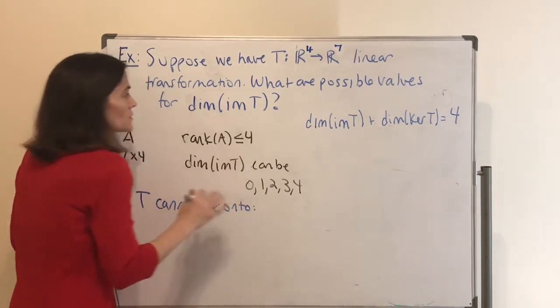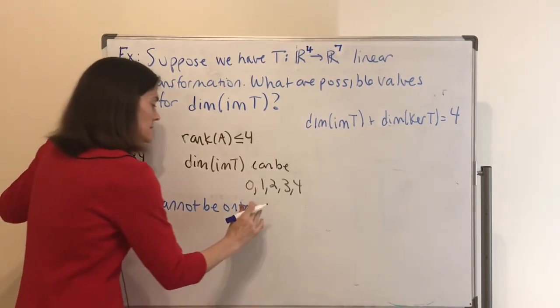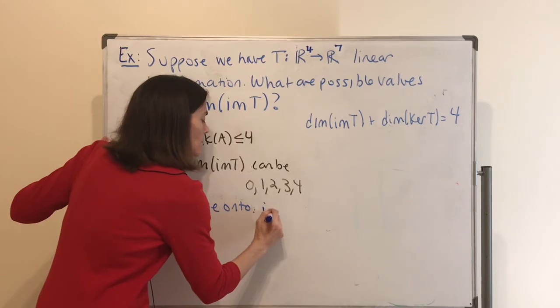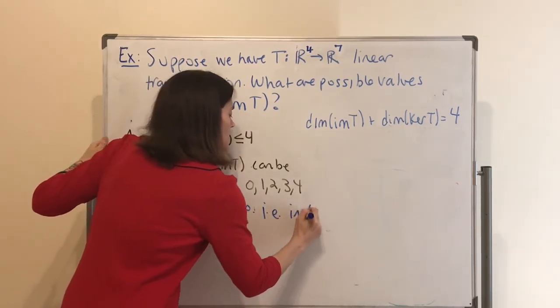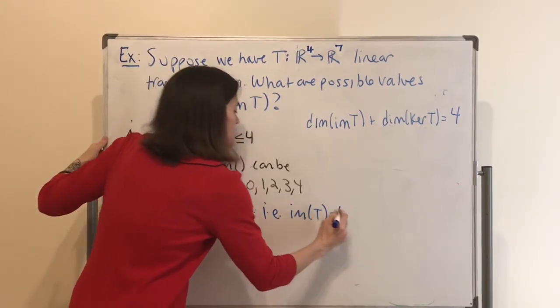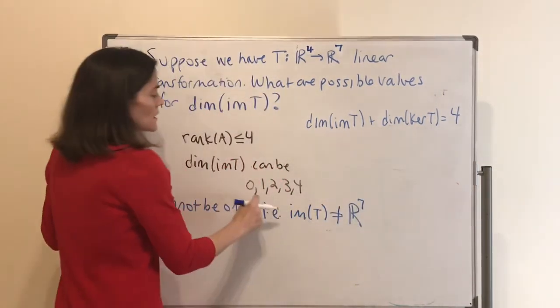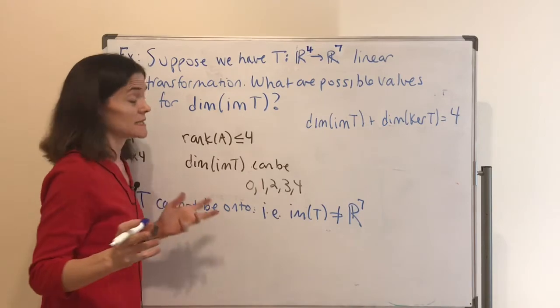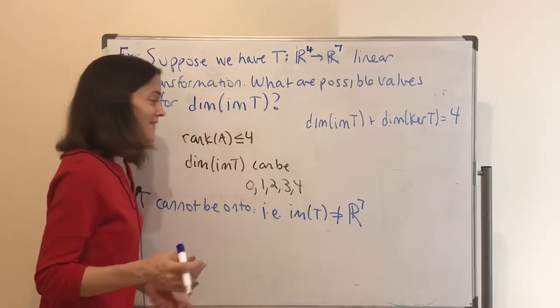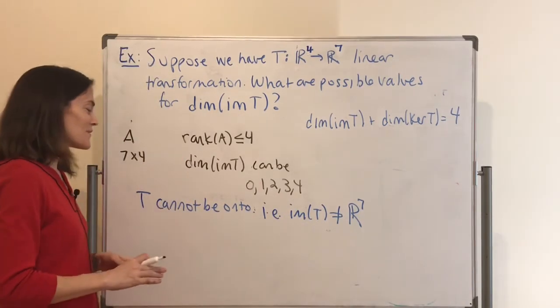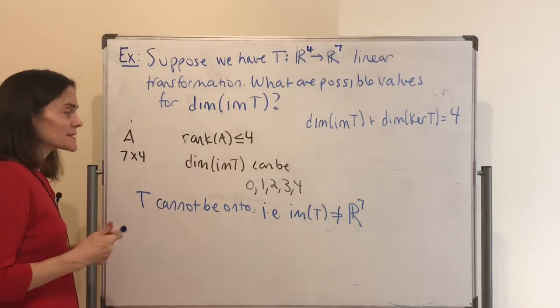And onto just means that, in other words, the image of T is not going to be equal to all of R7, right? Because the most it can be in dimension is 4 dimensions, and R7 is 7 dimensions. 7 is bigger than 4. So this is a similar statement.